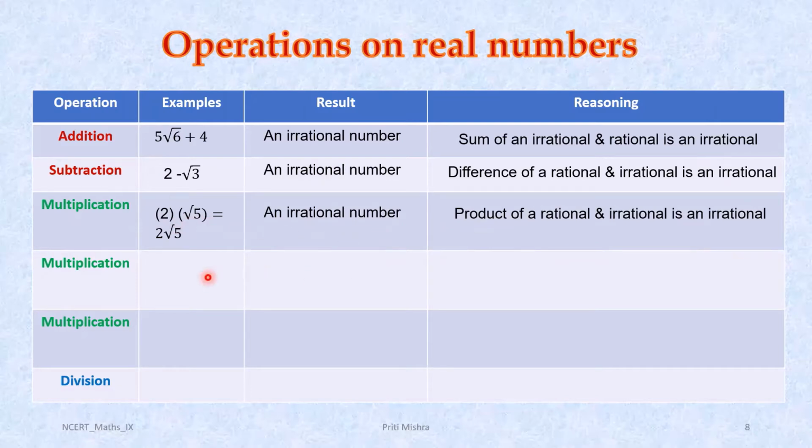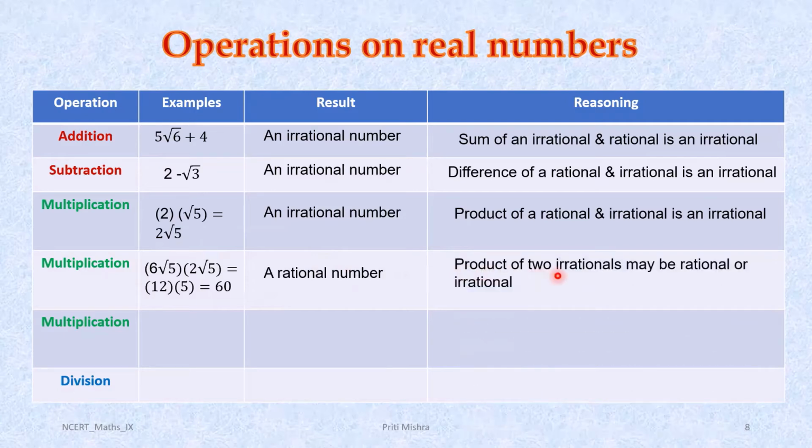Let's have another type of numbers and we will discuss multiplication again. So here I have taken both irrational numbers. You can see 6 root 5 and 2 root 5. Both are irrationals. And after solving, 6 into 2 will give us 12 and root 5 into root 5 means 5. So 12 into 5 is giving us 60. So this is a rational number. What's the reason? The reason is the product of two irrationals may be rational or irrational. Here in this example, we are having the result a rational number.